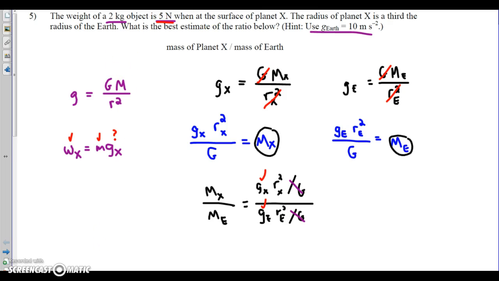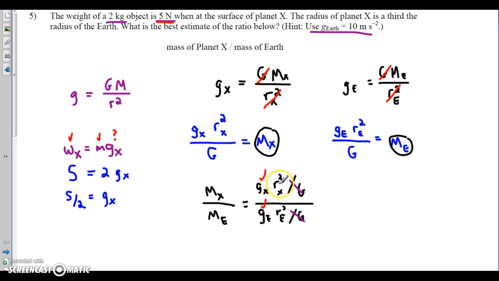Okay, so let's solve. The weight on planet X is 5 newtons. The mass on every planet, how many protons, electrons, how much stuff is there? It's 2. And then if you solve for gx, by dividing by 2, you see it's 5 halves. So now we know gx, which is 5 halves. We know g-earth, which is 10. And we're really close to solving for this ratio.